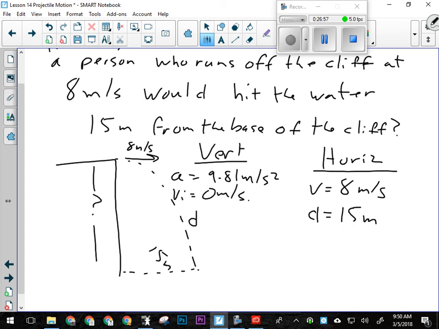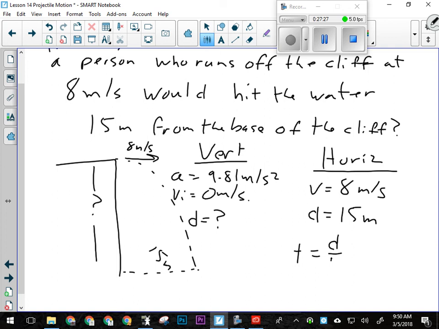I'm trying to find the height of the cliff, which would be the vertical displacement of any person who jumps off of it. So I need at least one more piece of information vertically. If I had VF, I could figure out what D is. If I had T, I could figure out what D is. Which of those two things can I get from the horizontal information? T. Yeah, I have V and I have D for the horizontal part.